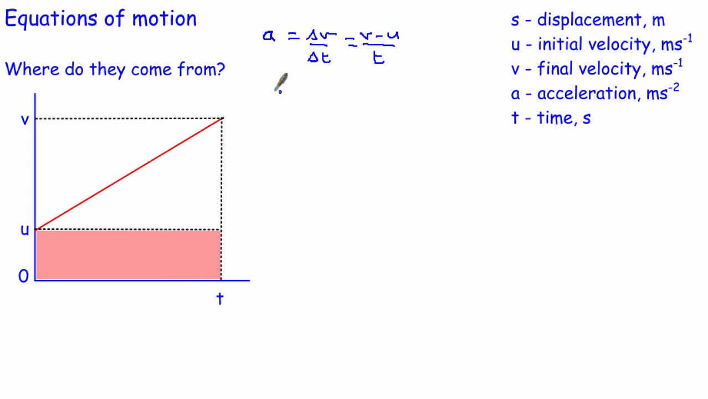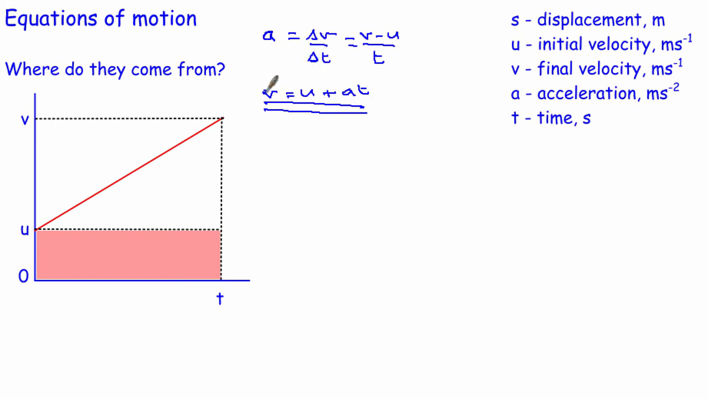We can rearrange this to make v the subject, and if we do that, we get that the velocity v equals u plus at. So our final velocity is equal to our starting velocity plus the product of the acceleration times the time. And that is our first equation of motion.